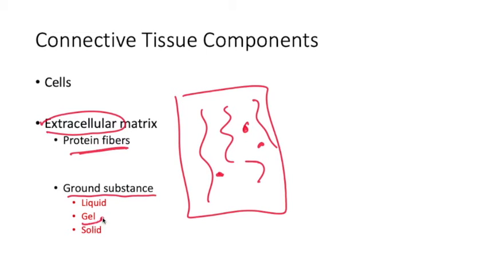Most ground substance is in fact gel, kind of like that Jell-O mold, but sometimes it can be liquid, like in the case of blood, or solid in the case of bone. But the vast majority of them are kind of like this gel. It's made of, you don't need to know this, but it's made of these molecules called proteoglycans, which are very common, but they end up with this kind of gel-like consistency.